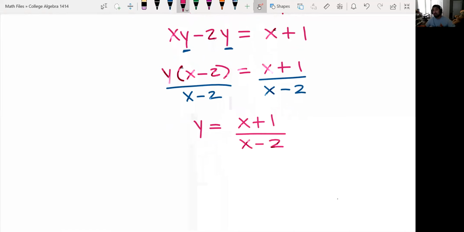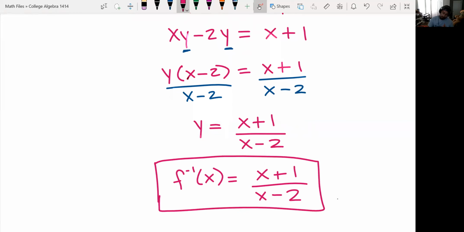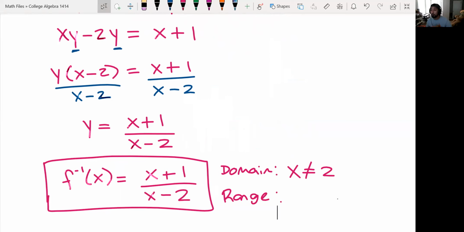And now we are done. We have found the inverse, and we write this as f inverse of x equal to x plus 1 over x minus 2. And now, looking at this, the domain we see is x cannot equal 2. Now let's look at the range of this function without thinking of horizontal asymptotes. Let's look at the original function's domain and range.